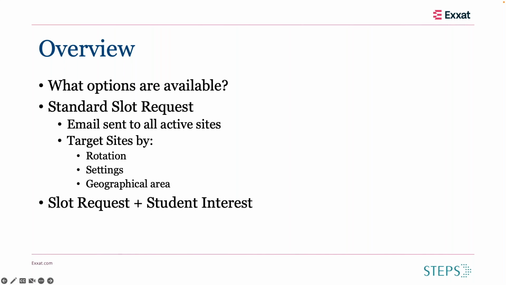Another thing that we've seen that's a little bit more up and coming, a little bit more prominent, is that programs have started to take student interest into consideration when they're sending out their slot requests. So they'll usually collect information from their students and say, where would you like to go for a placement? And once they have that information, they'll contact those specific sites and say, hey, can you take John for their second rotation that is happening on these dates? And the site would then say yes or no, and you'd move forward with the placement process.